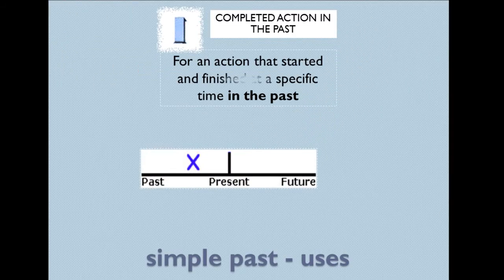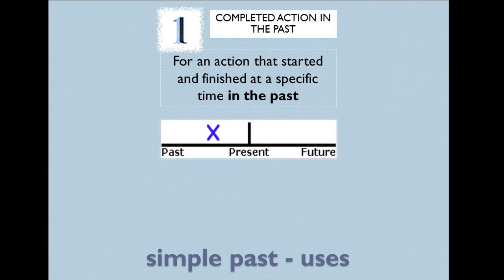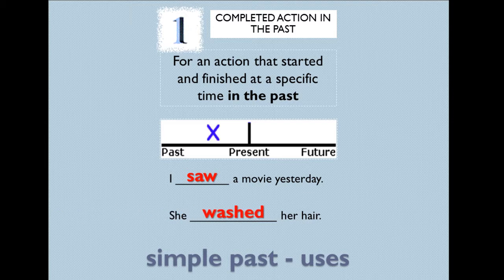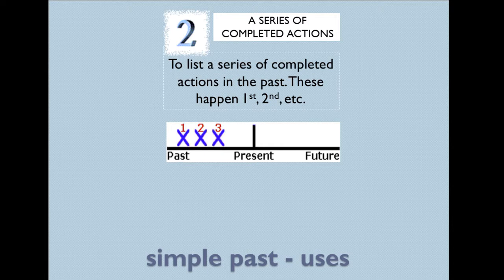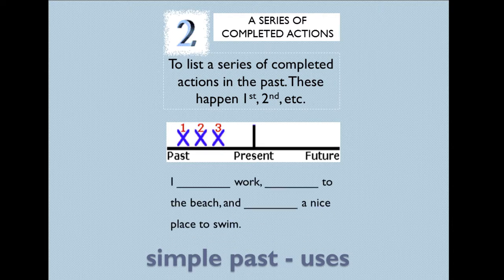The first use is for an action that started and finished at a specific time in the past. For example, I saw a movie yesterday. She washed her hair. The second use is to list a series of completed actions in the past. I finished work. I walked to the beach. I found a nice place to swim.